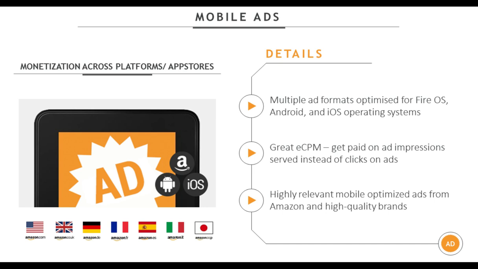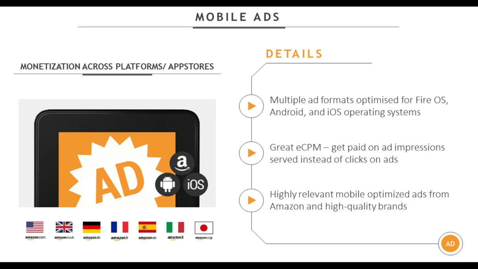So, first the basics. The Amazon Mobile Ads API is exactly what you'd expect. It's an in-app display advertising solution that allows you to monetize mobile apps and games across platforms. That includes phones and tablets, both Android, iOS, and in addition Fire OS, which is based on Android. And it offers great revenue potential because you get paid on ad impressions instead of the more typical ad clicks. And the ads themselves are highly relevant and mobile optimized, either for Amazon itself or for a select group of high-quality brands.